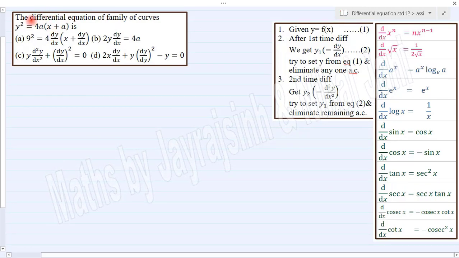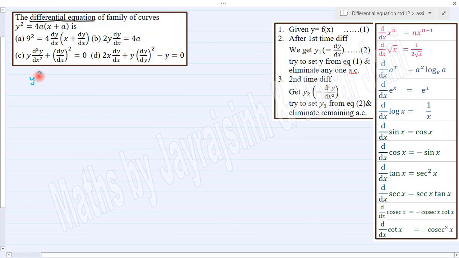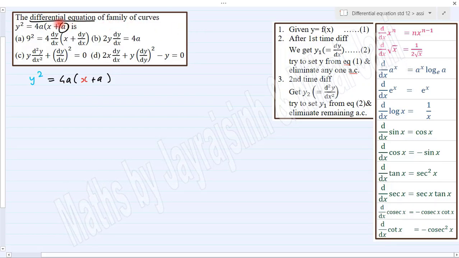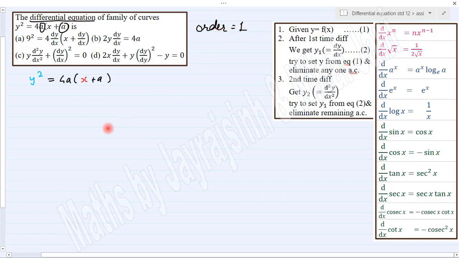Now here we have to find the differential equation of the family of curves y square is equal to 4a into x plus a. Here your arbitrary constant is only a. So we can say the order of the differential equation must be 1. So we are allowed to differentiate only one time.